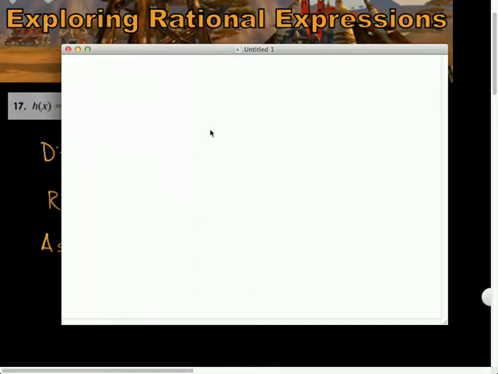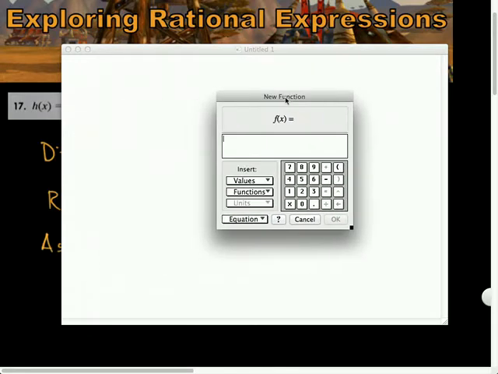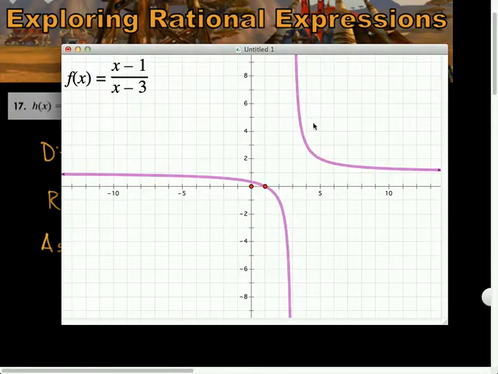To verify, let's graph this real quick. Let's see, what was that equation? It was x minus 1 over x minus 3. So I'm going to have to parenthesize both the numerator and the denominator. And behold, this is my graph right there. What do you know? So you can see that there is a vertical asymptote at 3, and you can see that there's a horizontal asymptote at 1.